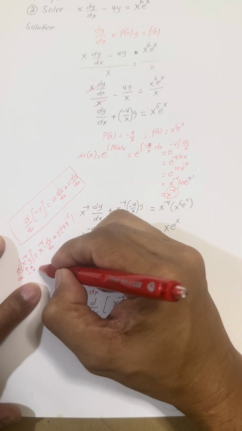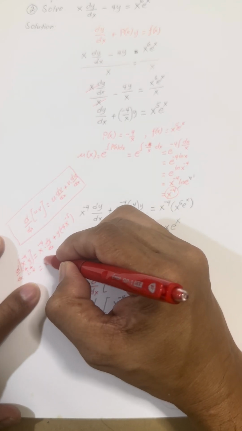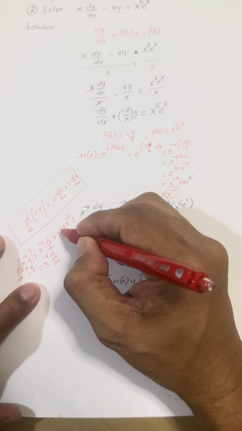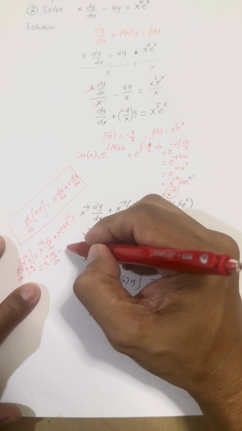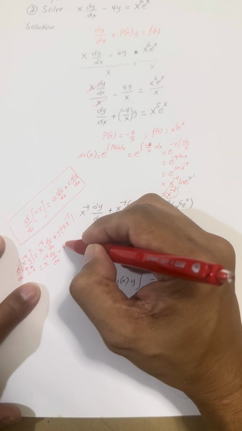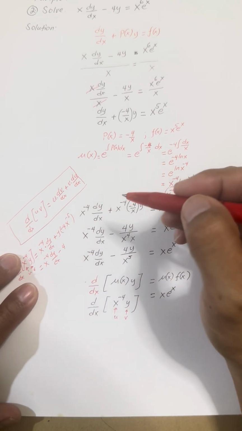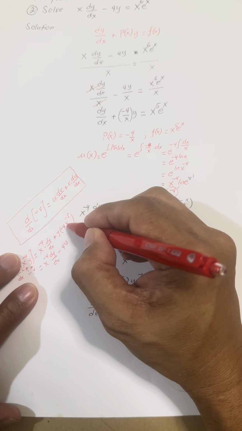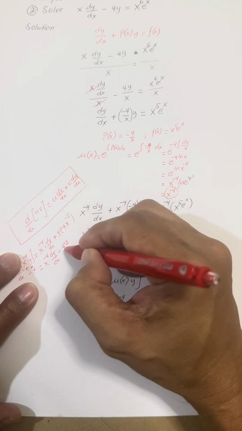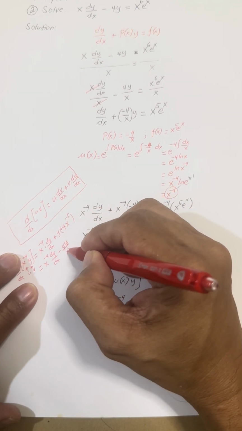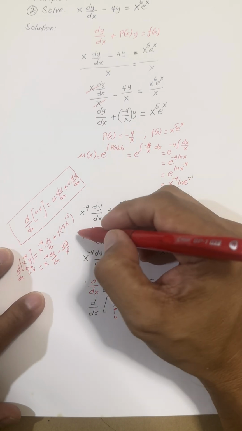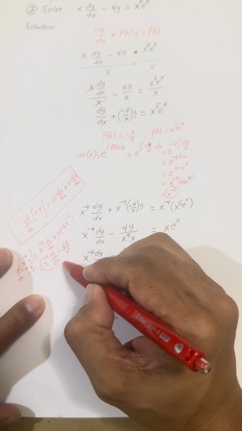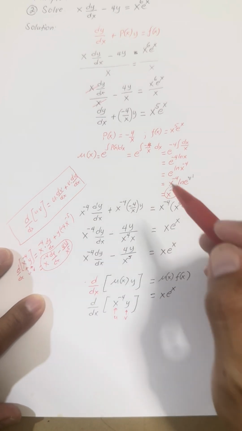Okay, then simplify. So this is x to the minus 4 times dy over dx. Plus and minus, so this will be minus 4 times y, then this x to the power minus 5, you can bring that down, that will be x to the power 5. Okay? So look at the result. Is this equivalent to what we have here?